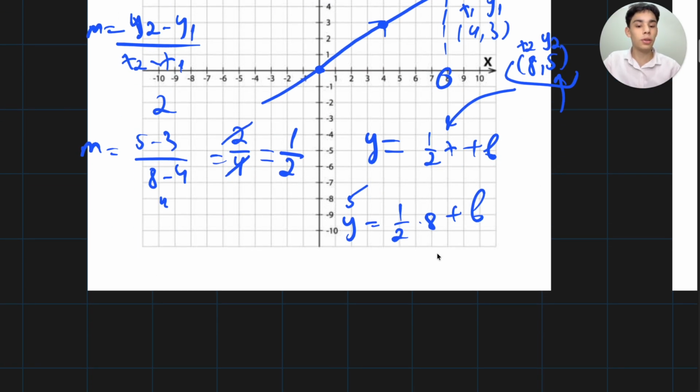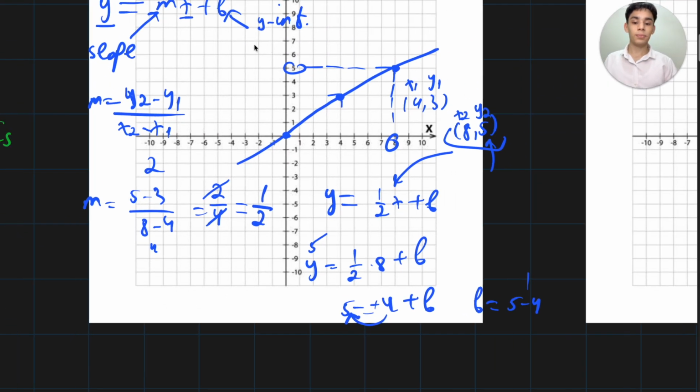And if I calculate it, 5 equals 1 over 2 multiplied by 8, which is just 4 plus b. And after this, I can say that the value of b will be, let me put it in here, and the sign is changing. Right now, it's a plus, and when I throw it to the left part, it will become negative. So b equals 5 minus 4, or 1. This is the way you find things.